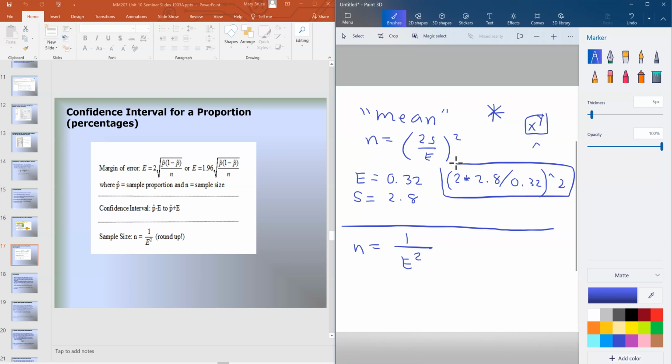So open parentheses, 2 times the standard deviation, which is 2 times 2.8, divided by 0.32, and then close parentheses and square it. So I get 306.25, but I'm supposed to round up on any sample size questions. So I would get 307 for that. Okay. Now, that's showing you how to do this by hand.